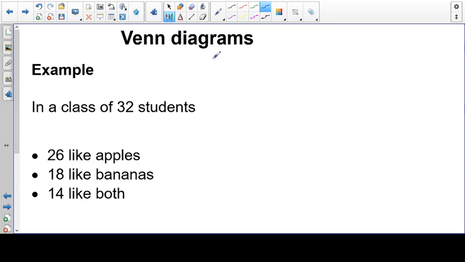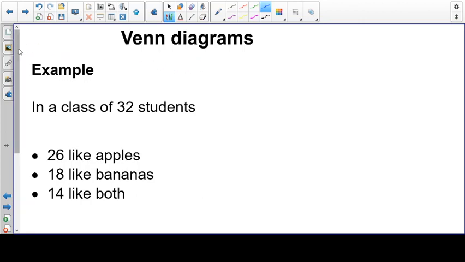Hi, this is the second video in the probability series. In this video, we're going to look at Venn diagrams. So whether it's a 2-Venn diagram or 3-Venn diagram, you will get at A-level some weird and wonderful looking Venn diagram questions. So you need to have a good understanding of what each section in the Venn diagram is representing.